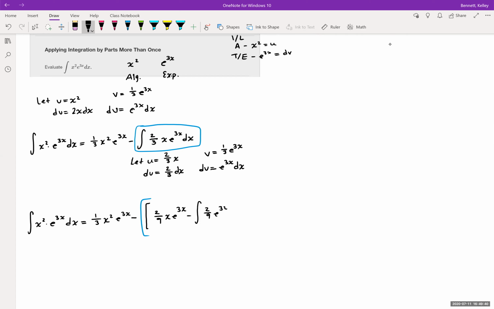And now I'm feeling good because what's happening now is I know that once I integrate e to the 3x, I'm not going to be left with another integral. I can just do that. Everything's going to come out. And I'll be nearly finished at that point.